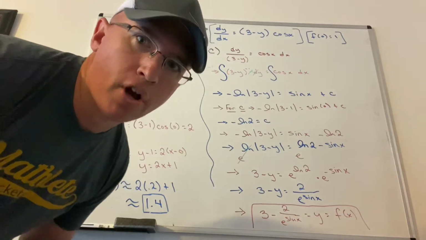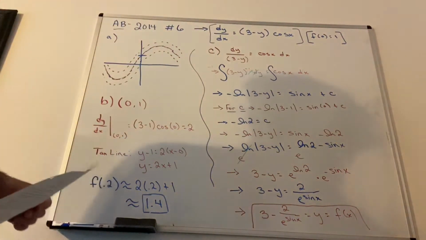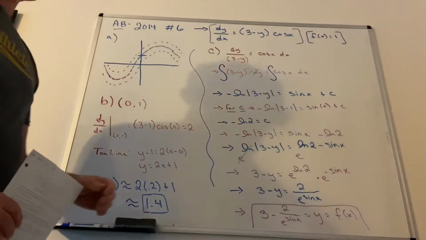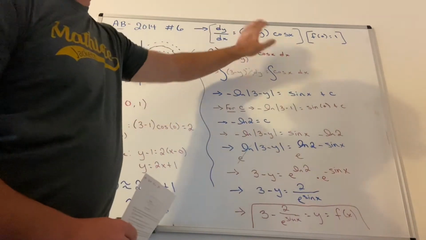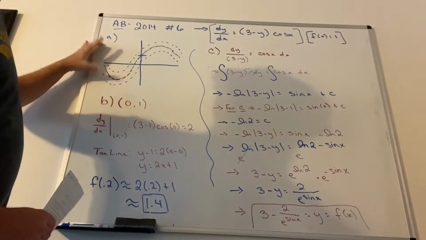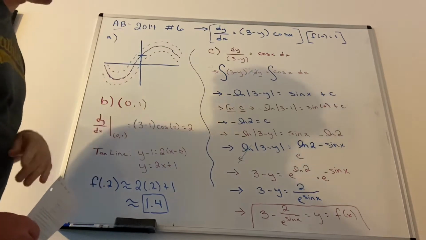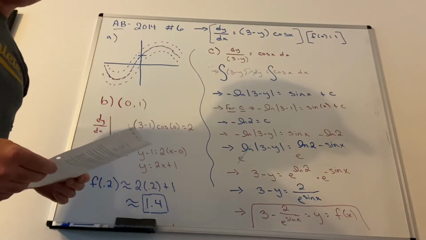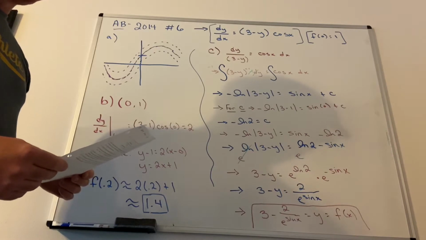All right, we're looking at the 2014 slope field question. This is number 6. You're given a derivative, you're given a coordinate, and you're given a coordinate plane with a bunch of tick marks all over it. And it asks you in part A to sketch the solution curve through point (0, 1).